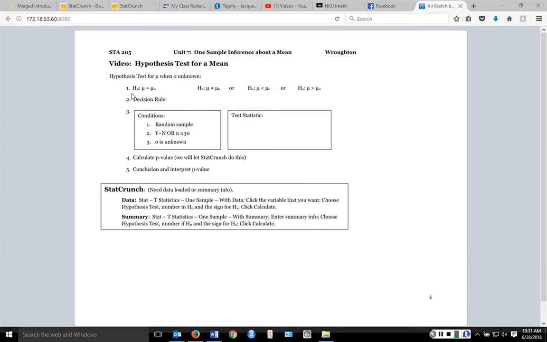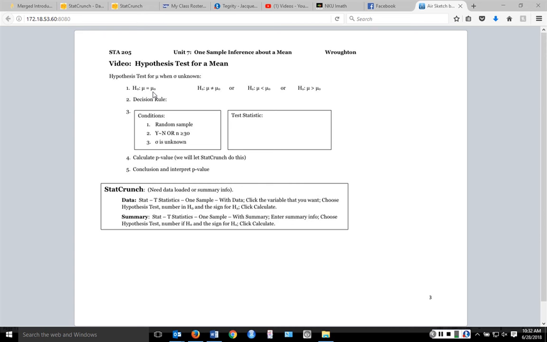Our first step is always our hypotheses. We're going to have a null hypothesis and an alternative hypothesis. Our null hypothesis will always have that equal sign in it. Here we're using mu to represent our population mean because we always are talking about a mean when we have quantitative data. So that's how it's different than when we learned about p, because p was for a categorical variable.